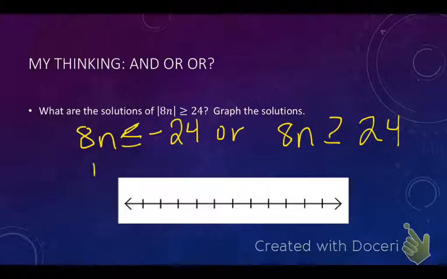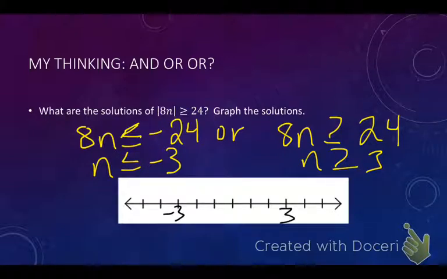So I solve. n is less than or equal to negative 3. n is greater than or equal to 3. And then I graph my inequality. We have negative 3, positive 3, and it's going the opposite direction because it's or.